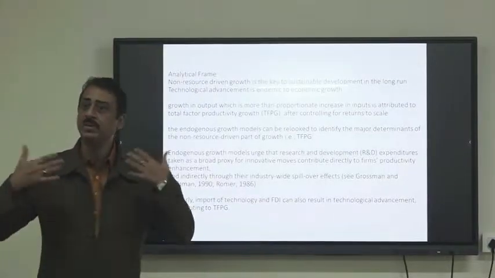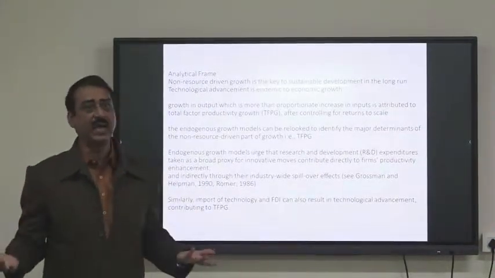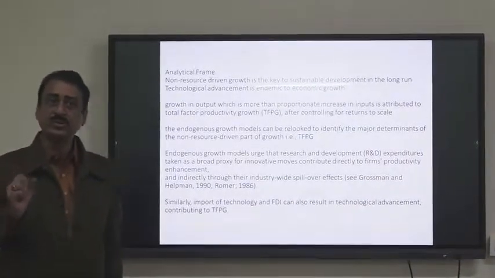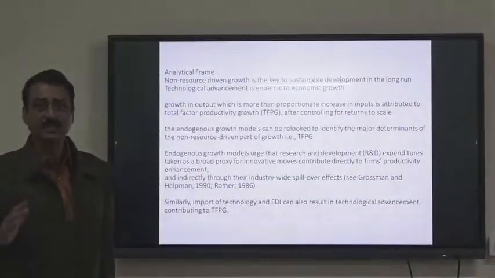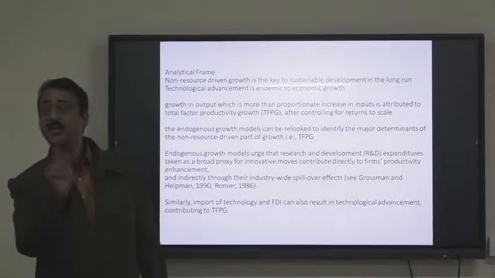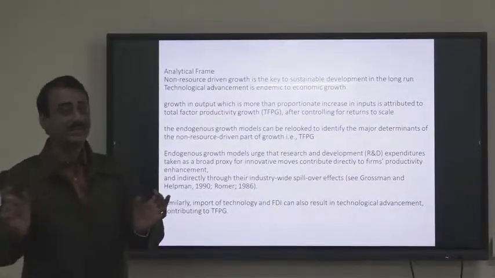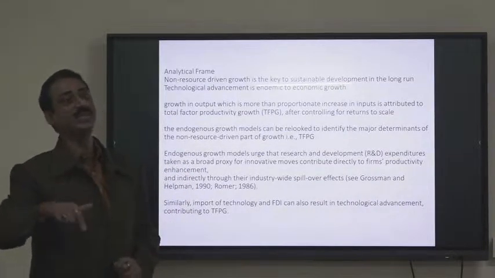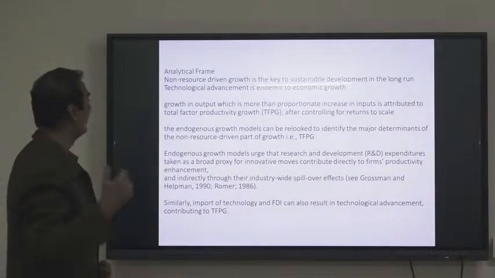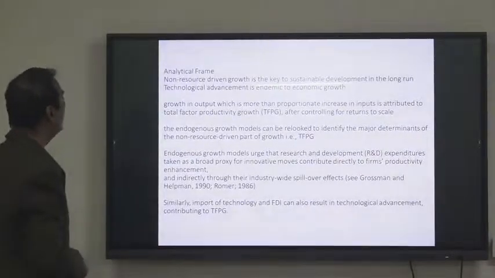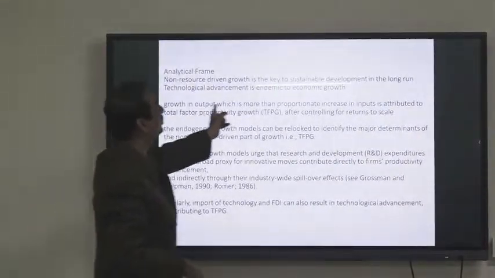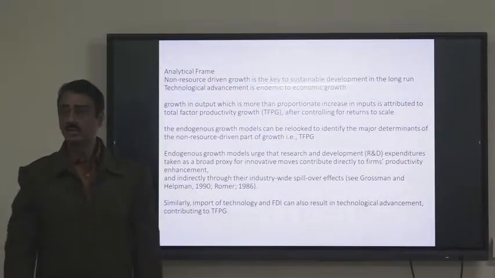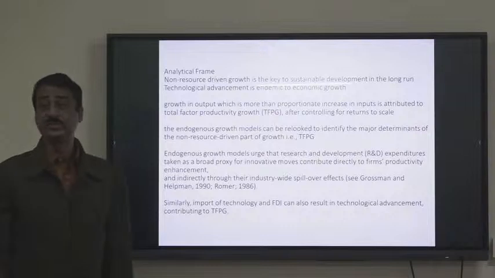Because if you are using up your resources and you are experiencing very high growth, that is no credit at all. You should be utilizing resources to the minimum possible extent, but your growth should be maximized. Then only the difference between output growth and the resource utilization growth will be large. And if that difference is large, it would mean that your total factor productivity growth is also high. So growth in output, which is more than proportionate increase in inputs, is attributed to total factor productivity growth after controlling for returns to scale.